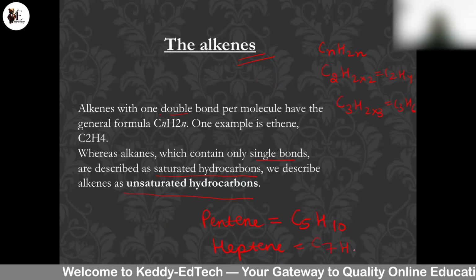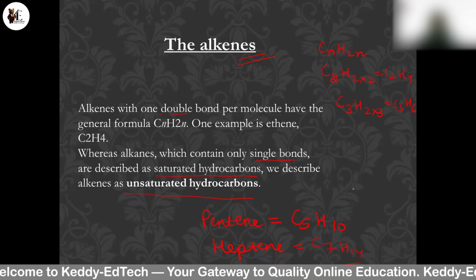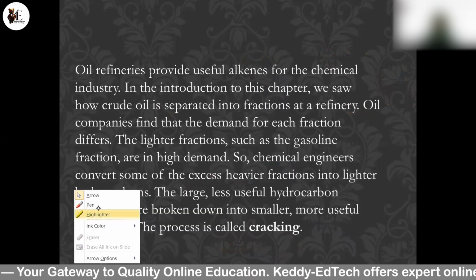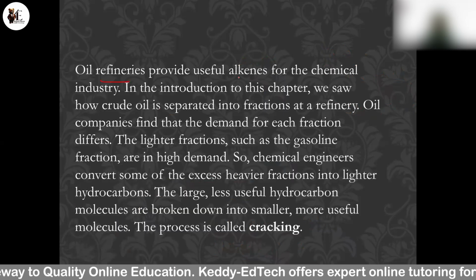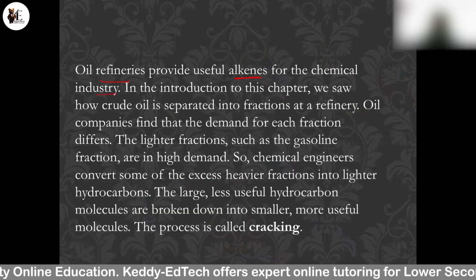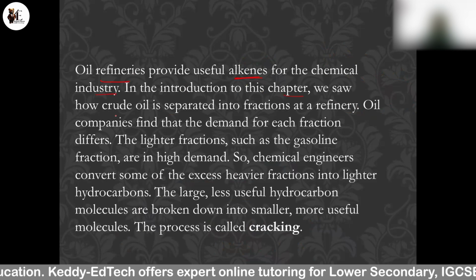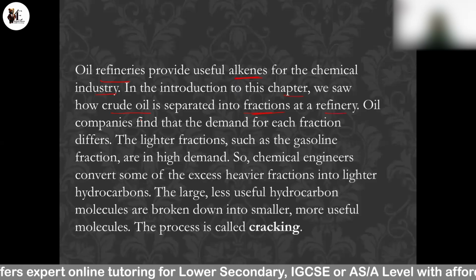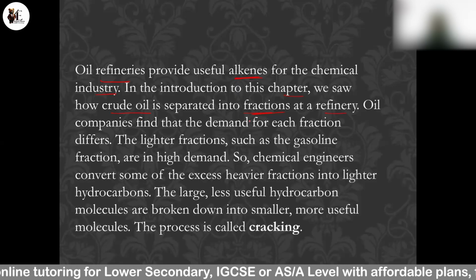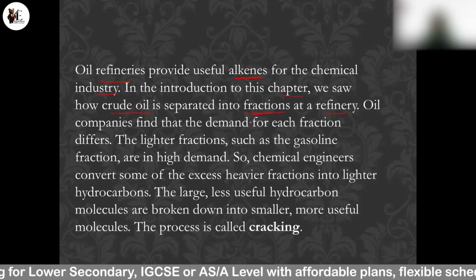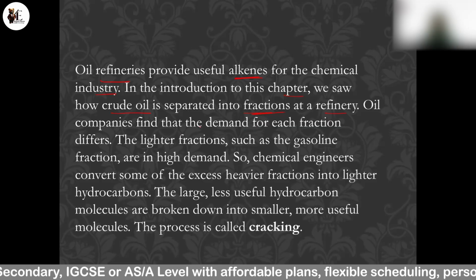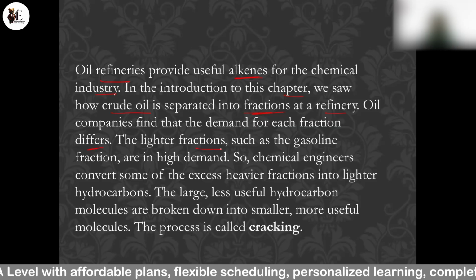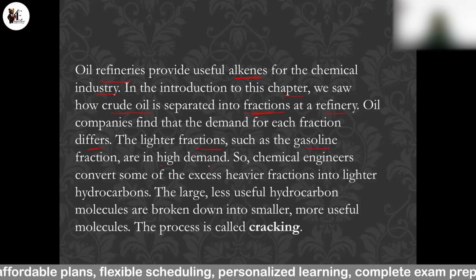C7H14. Yes. Okay, so this is about alkenes. Now, uses of alkenes: oil refineries provide useful alkenes for the chemical industry. In the introduction of this chapter, we see how crude oil is separated into fractions at a refinery. That means petroleum is separated into its different fractions: petrol, diesel, fuel, gasoline. Oil companies find that the demand for each fraction differs. So the lighter fractions, such as the gasoline fraction, are in higher demand.